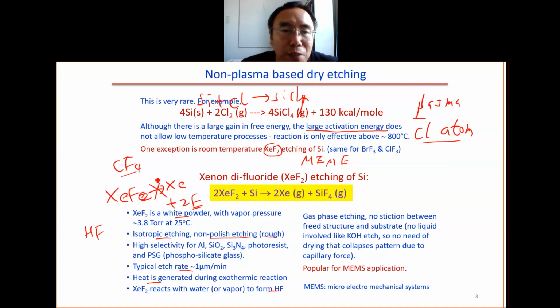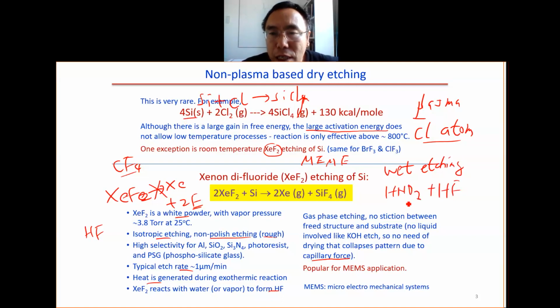So why do we need gas phase etching when we can do wet etching? This is because there is no capillary force. If we do wet etching, for instance for etching silicon, we can use a mixture of nitric acid and hydrofluoric acid, or we can also use KOH. But when we have wet etching, we have the capillary force, and this is not good for fabricating freestanding structures.